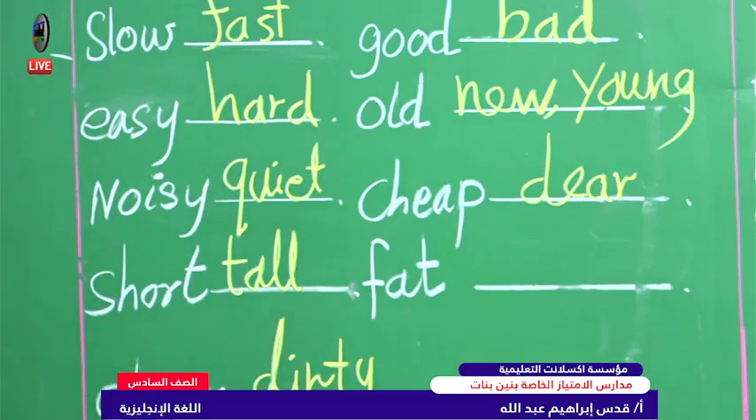Dear. The opposite of cheap is dear. Okay? This is the first lesson in Unit 8 in Smile 3 for Grade 6. الدرس الأول in the Unit 8. It has all the adjectives and its opposites. في كل الصفات and the opposite of it. The last adjective is fat.